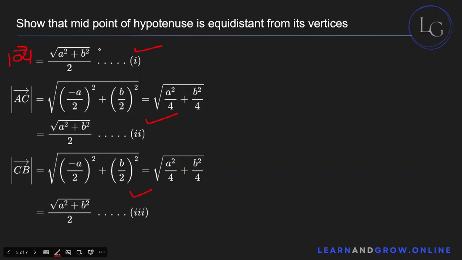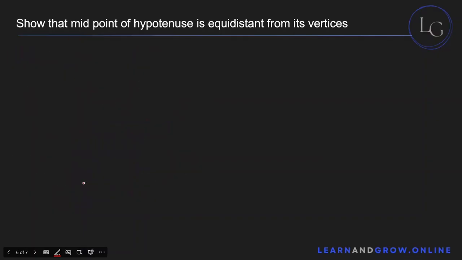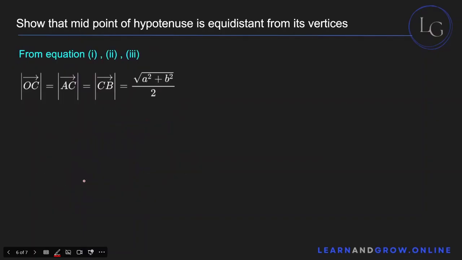So this and this are equal, right? So the magnitude of OC, the magnitude of AC, and the magnitude of CB turn out to be equal to (a square plus b square) whole under root divided by 2. And that's how you prove that the midpoint of the hypotenuse of the right angle triangle is equidistant from its vertices.